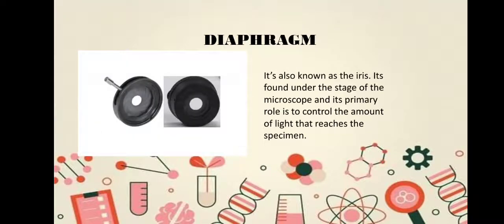The diaphragm. It's also known as the iris. It's found under the stage of the microscope, and its primary role is to control the amount of light that reaches the specimen. It's an adjustable apparatus, hence controlling the light intensity and the size of the beam of light that gets to the specimen. For a high-quality microscope, the diaphragm comes attached with an Abbe condenser, and combined they are able to control the light focus and light intensity that reaches the specimen.